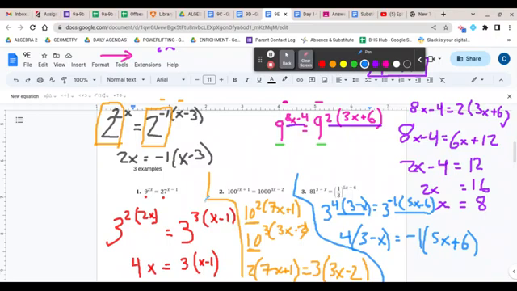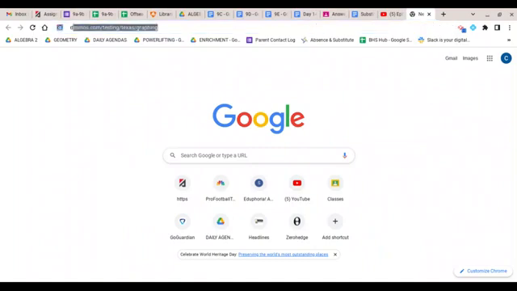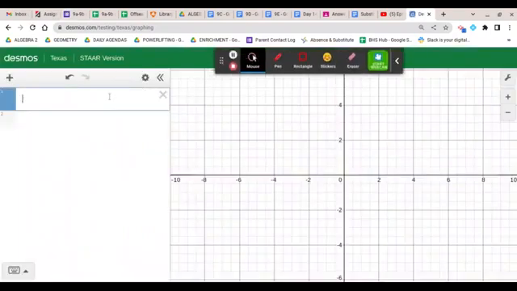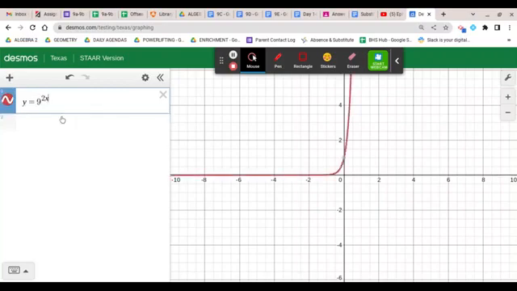We could always check our answers in Desmos. So let's just say hypothetically we want to check this first one out: 9 to the 2x power and then 27 to the x minus 1 power. Let's go ahead and try that. So we have y equals 9 to the 2x power. And the other one we have y equals 27 to the x minus 1 power.